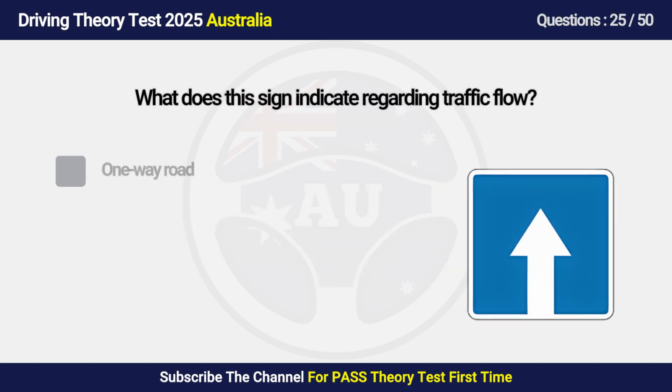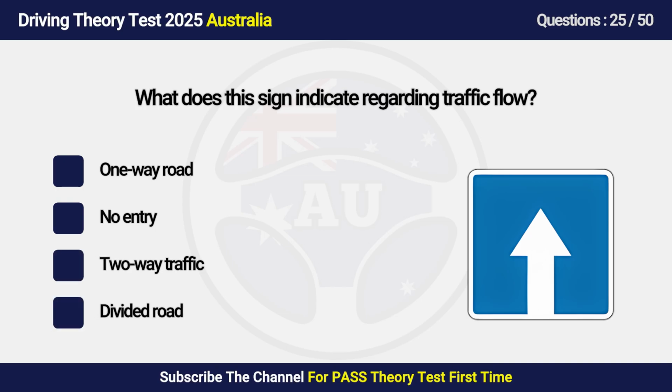Question 25. What does this sign indicate regarding traffic flow? A. One-way road. B. No entry. C. Two-way traffic. D. Divided road.